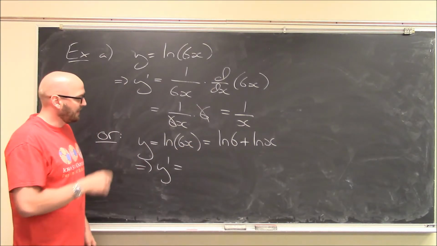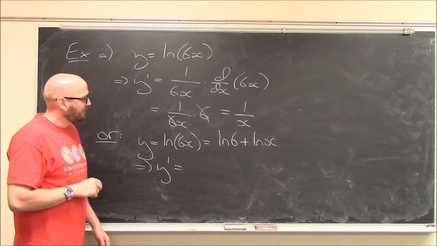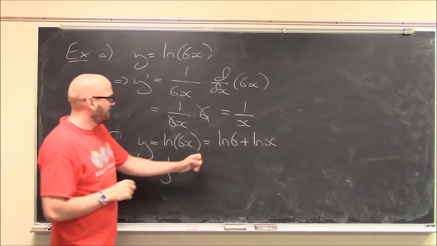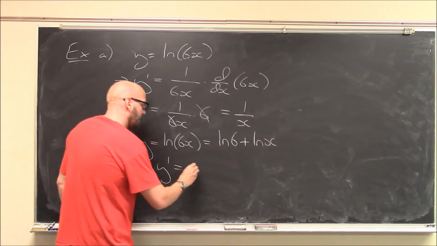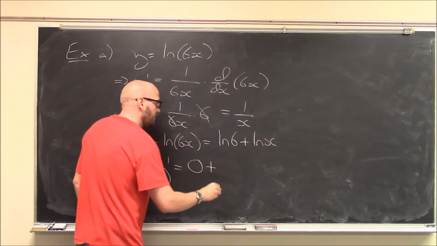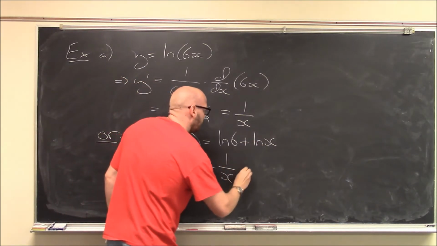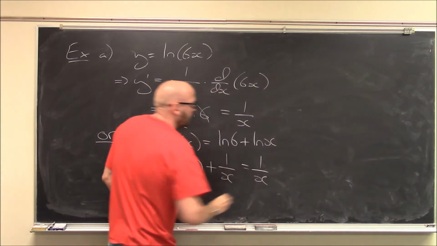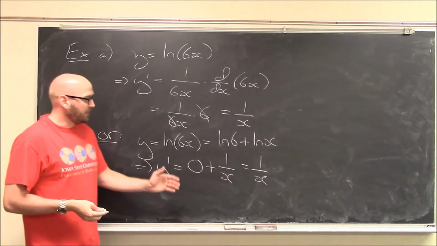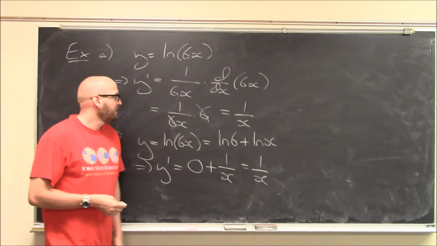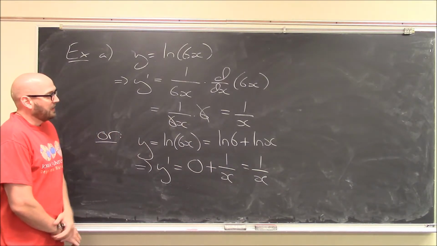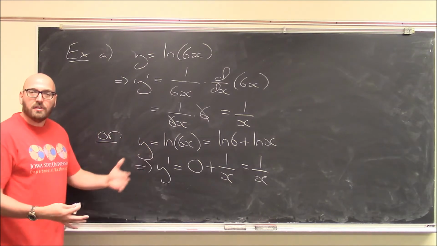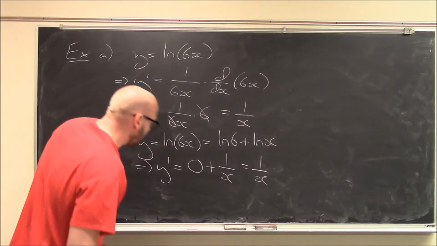Can't think off the top of my head what it would be. Something a little bit bigger than 2, I think. But derivative of a constant is 0, right? So that's 0 plus derivative of ln of x, 1 over x. So, same answer either way, and we should get the same answer either way as long as the math is correct. And as I said, if you can simplify before, do it. It makes your life a lot easier.